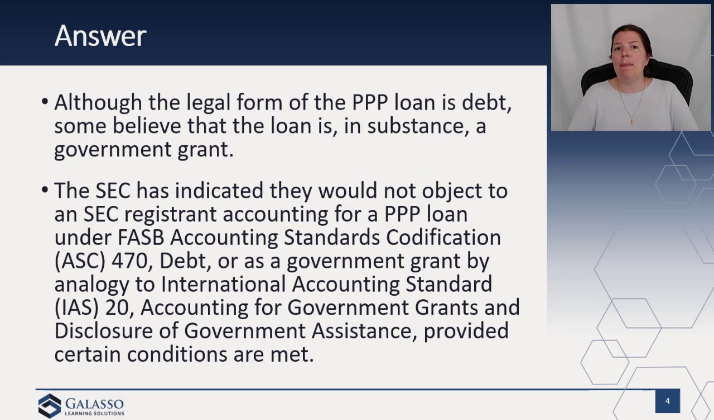Basically what they came back with and discussed was the fact that in legal form, this is a loan. You are supposed to pay it back. However, it can be forgiven. And so as a result, many people feel that in substance, while it is a legal document that is a loan, it can be a government grant. And the SEC has come out and said that they would not object to entities using either Topic 470, which is debt, or making an analogy to IAS 20, which is the International Standards, or IFRS, for government assistance.